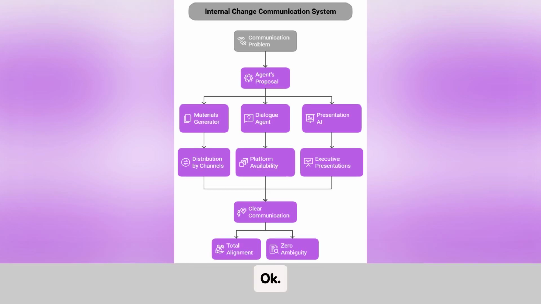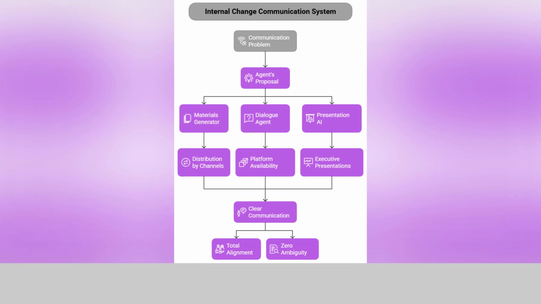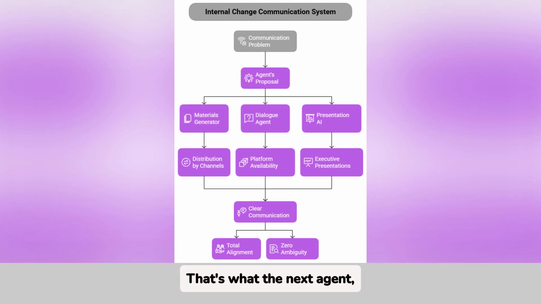Okay. We've already got the analysis, proposal, implementation, and communication secured. What if my team needs to coordinate across departments? Because that also leads to a lot of lost efficiency and bottlenecks. That's what the next agent, which we'll see in the next video, is for: the interdepartmental collaboration agent. It connects all departments so they don't work in isolated silos and can coordinate in real time.